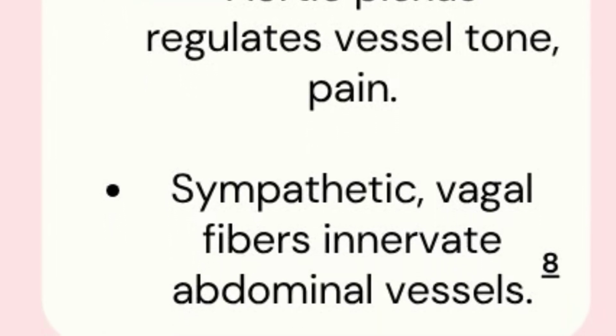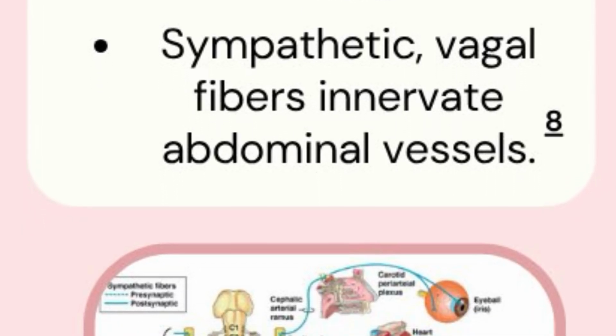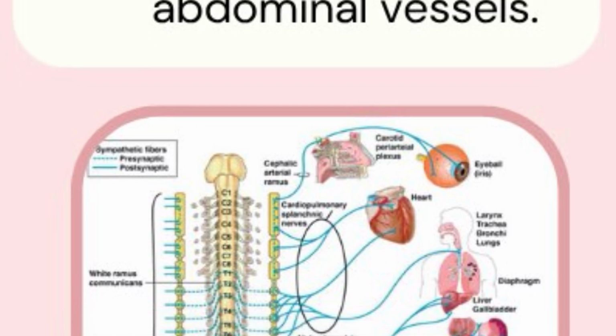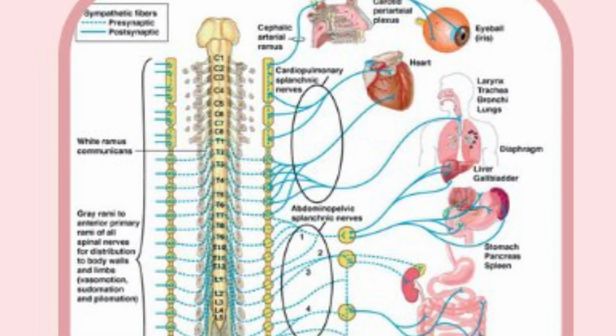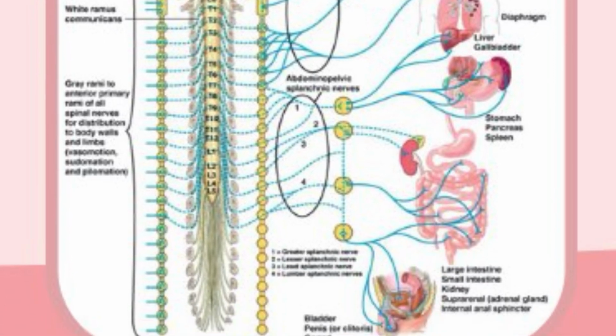Pain fibers from aneurysms follow sympathetic pathways, causing back pain. The IVC has similar sympathetic innervation. These nerves control vessel tone, blood flow, and pain sensation. Understanding innervation clarifies vascular disease symptoms and informs pain management in surgery and diagnostics.